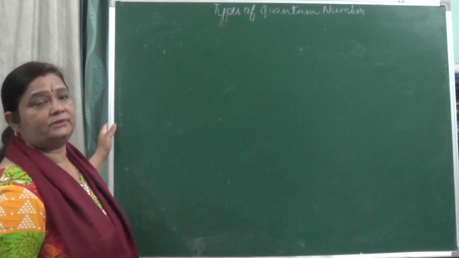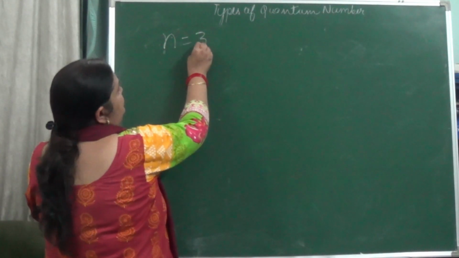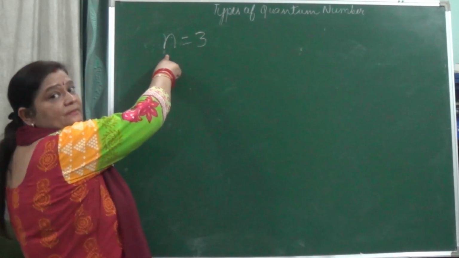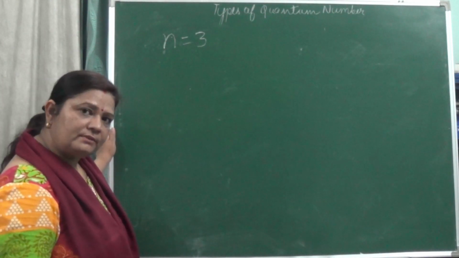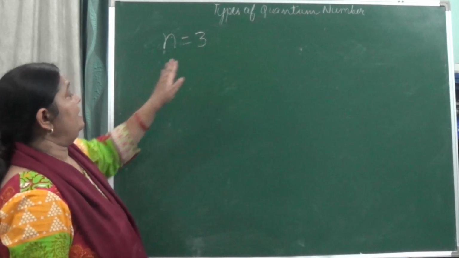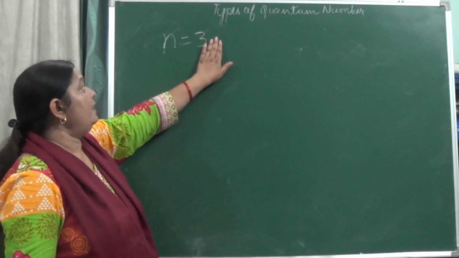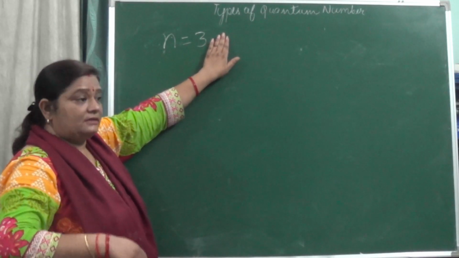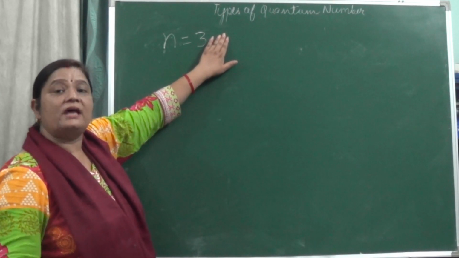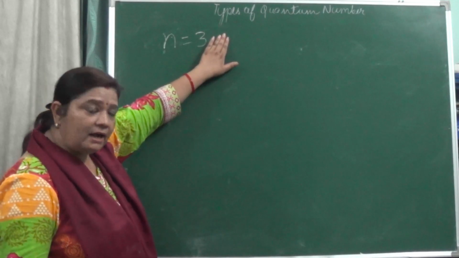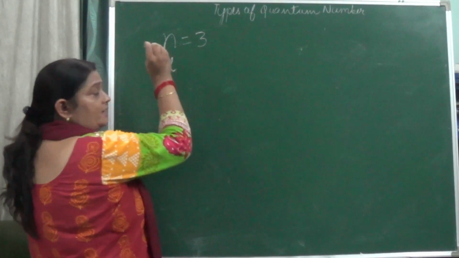Suppose we are given the value n is equal to 3. What is this n? This is the principal energy shell, representing the principal quantum number. Now that we have the energy shell as 3, we must see about the subshells also. What tells about the subshell? The azimuthal quantum number, that is L. L tells about the subshell, isn't it?